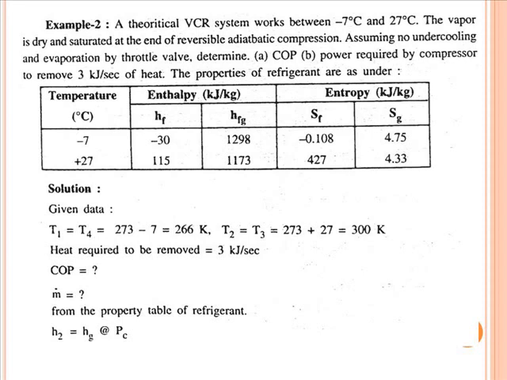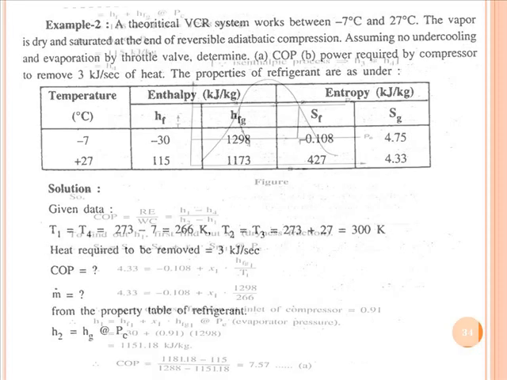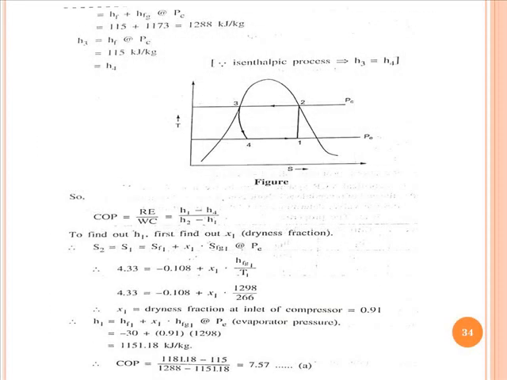Here the entropy unit is kilojoule per kilogram Kelvin. So first we have to find the value of H2 at condenser pressure. The H2 value is equal to HF plus X HFG, and that value is 1288 kilojoule per kilogram. H3, that is enthalpy of saturated liquid at condenser pressure, is equal to 115 kilojoule per kilogram, that is equal to H4.